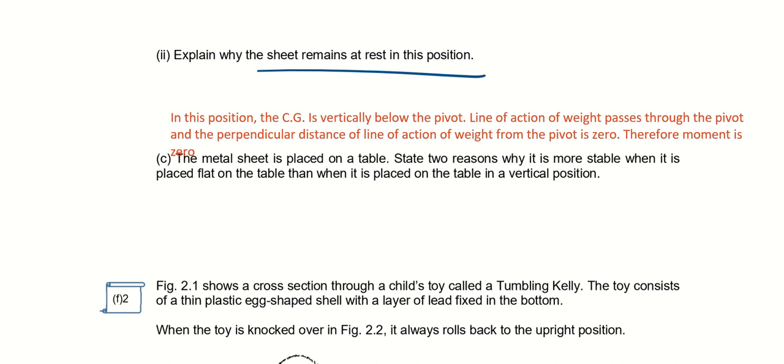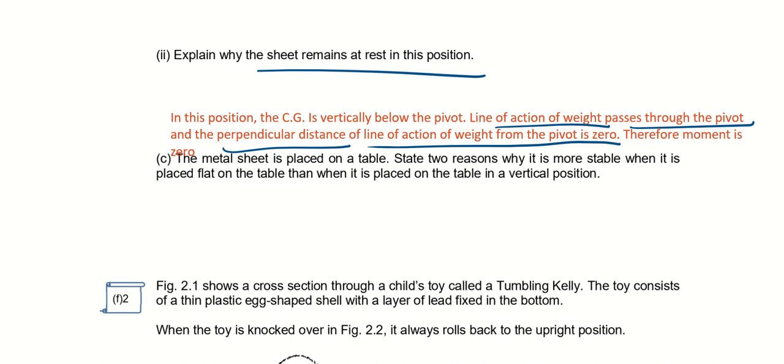Why does the sheet remain at rest in this position? In this position, the center of gravity is vertically below the pivot. The line of action of the weight passes through the pivot, and the perpendicular distance of the line of action of the weight from the pivot is 0. Since moment is force times perpendicular distance, therefore the moment is 0.